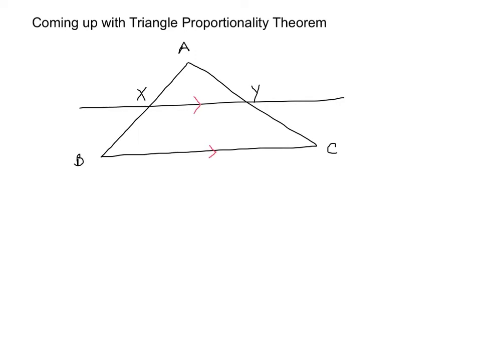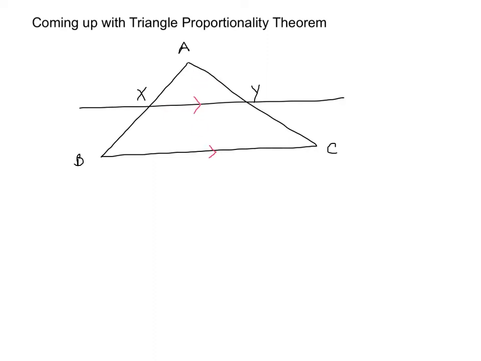So now, if you notice, we have two triangles. We have triangle ABC, the big guy, and AXY, the little guy. Now this is almost just like section 7-3, coming up with why the little triangle is similar to the big triangle.